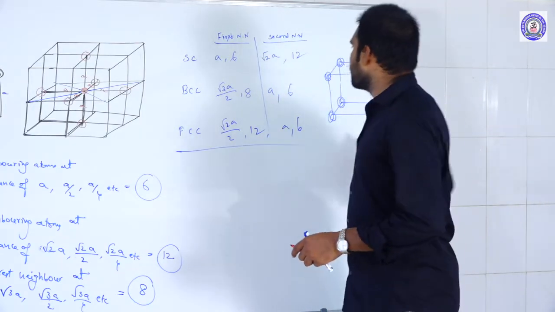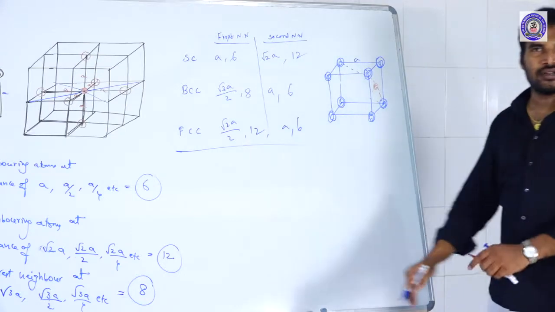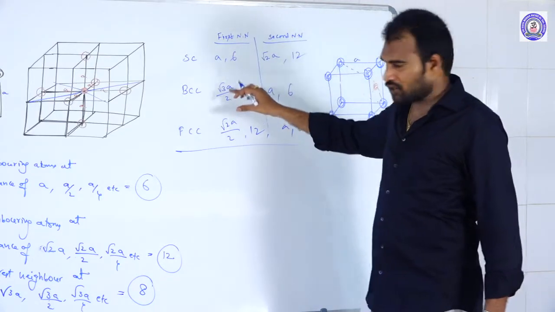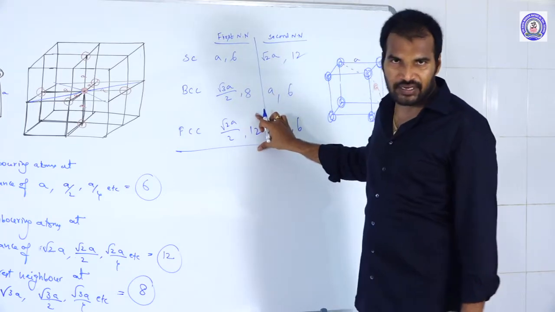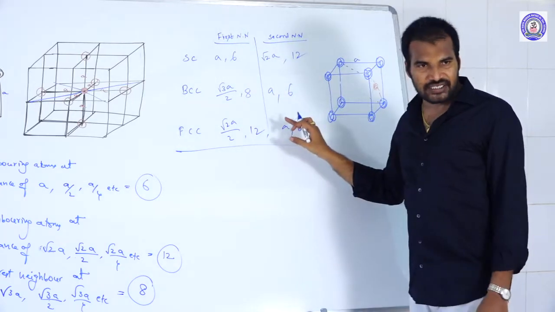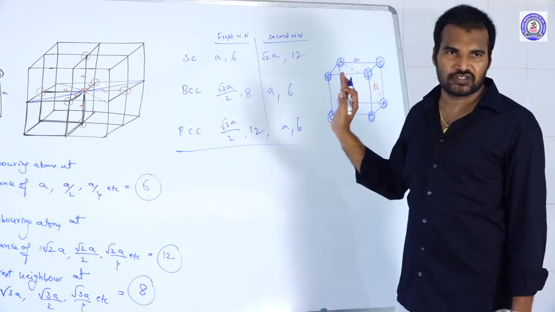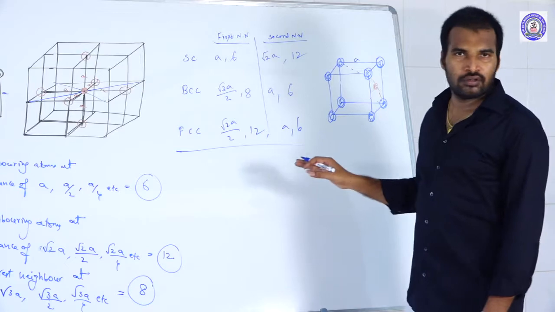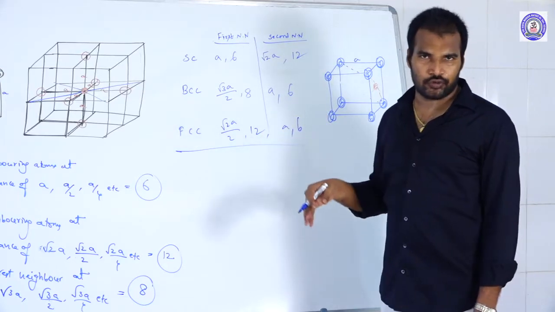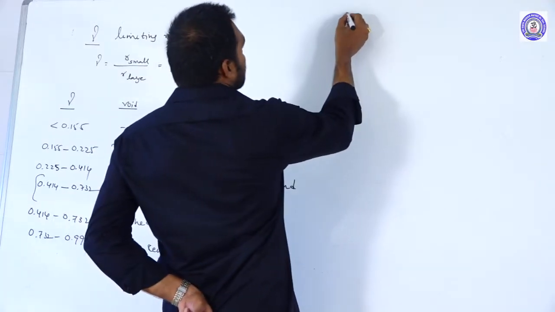Just remember this table so that you will be clear to calculate the nearest neighboring distance and the number of nearest neighboring atoms, second nearest neighboring distance and second nearest neighboring atoms. So I think this clue helps you, and this concept is clear to you. Okay, densities.